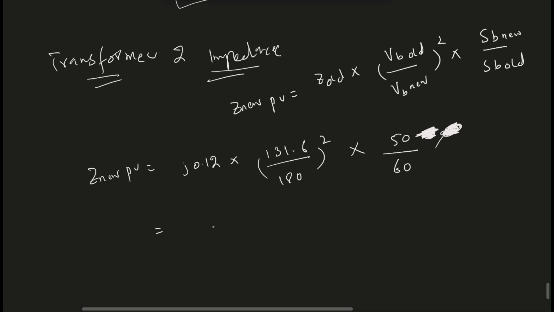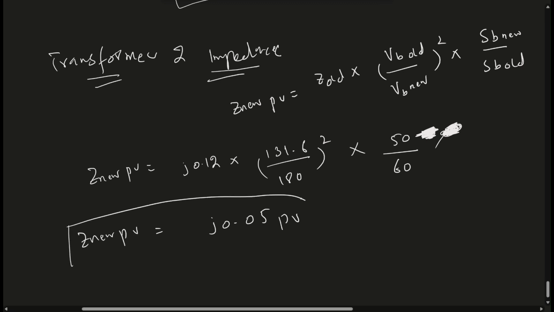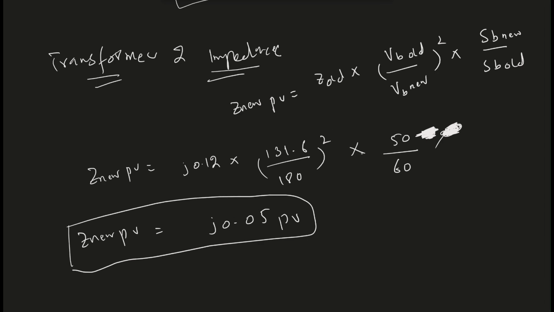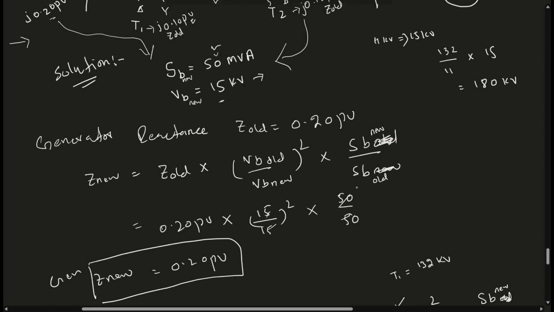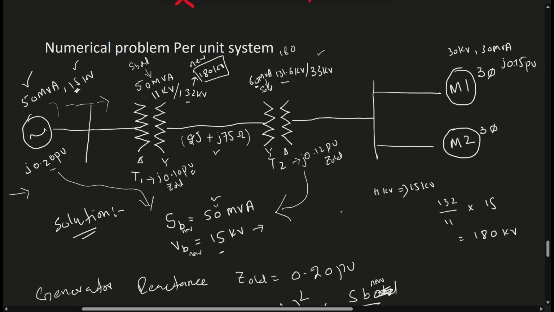By calculating it, we will get the answer as j0.05 per unit. This is Z new per unit for transformer 2. If you have confusion in converting these values, the new and the old values, let me give you a little explanation here. First we have converted this 11 to an updated value.